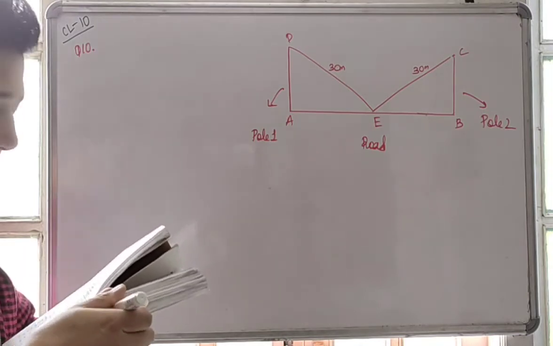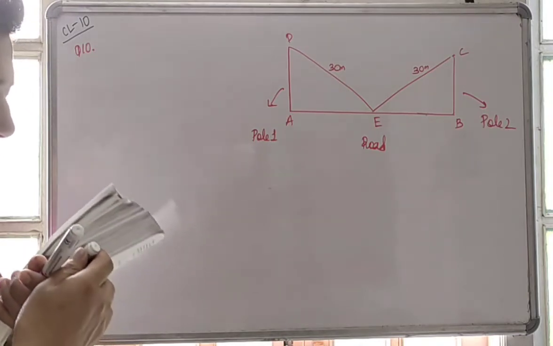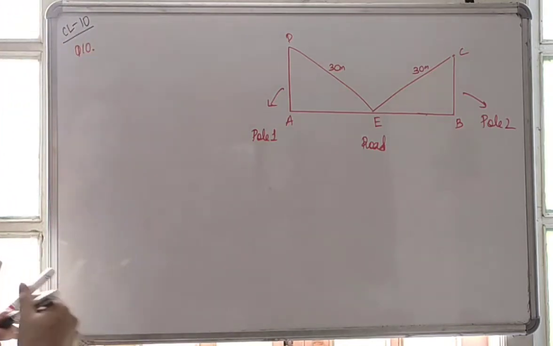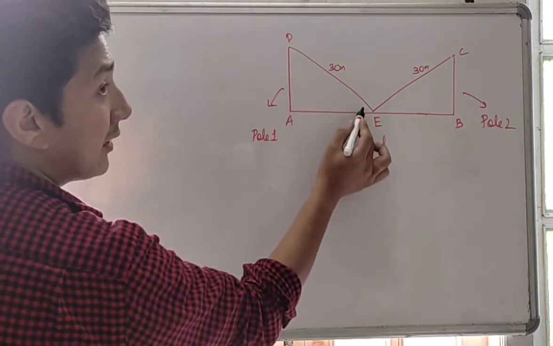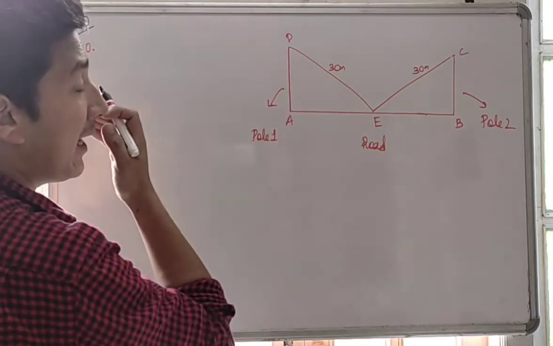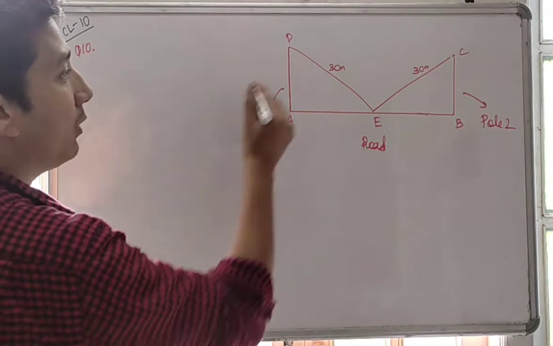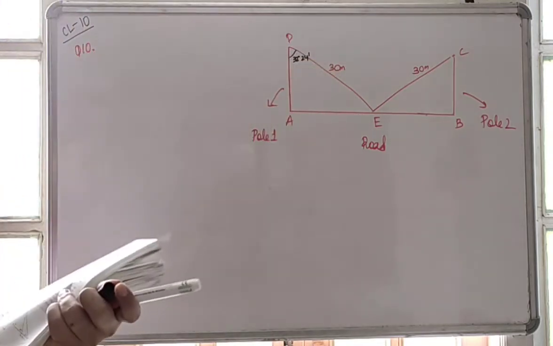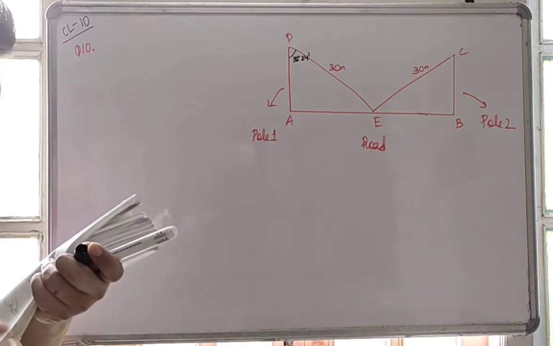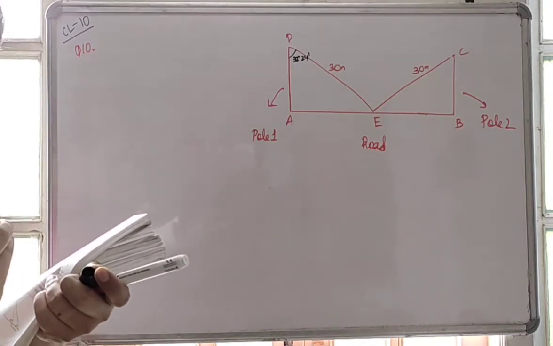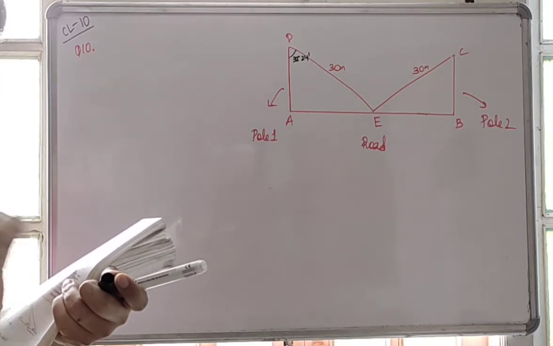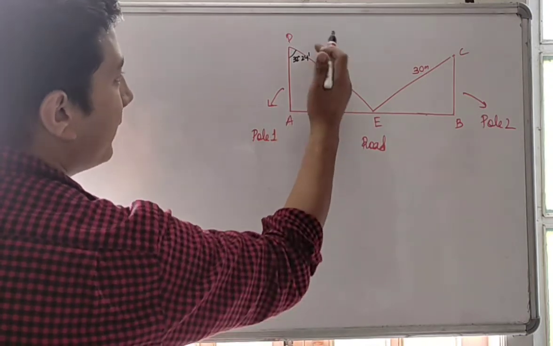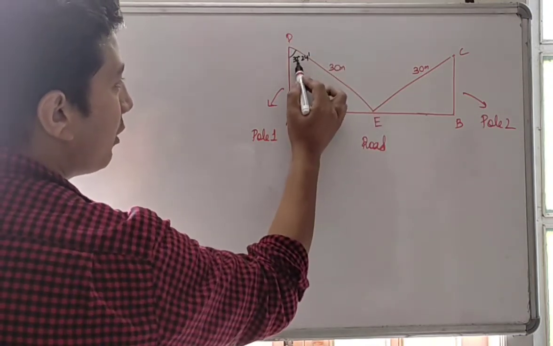Now the main thing, the question says, when the ladder rests against one pole, it makes an angle of 32 degrees 24 minutes with the pole. Read the question once again. When the ladder rests against one pole, it makes an angle of 32 degrees 24 minutes with the pole. So this ladder is resting on this first pole, and this ladder is making an angle of 32 degrees 24 minutes with this pole.